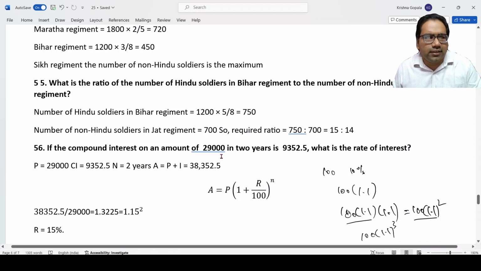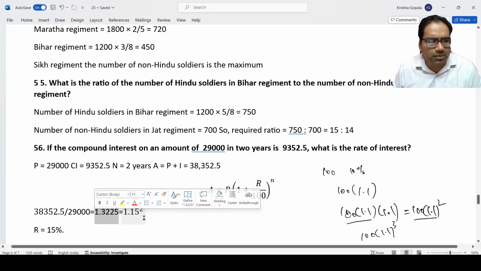Now, what he is saying: 29,000 he started with, and 9352 is the interest. That means the amount is 29,000 plus 9352, which is 38,352. 38,352 is equal to P into 1 plus rate, whatever this is, raised to the power n. So this by this is equal to 1.3225, and n is 2 that we already know. 132.25.